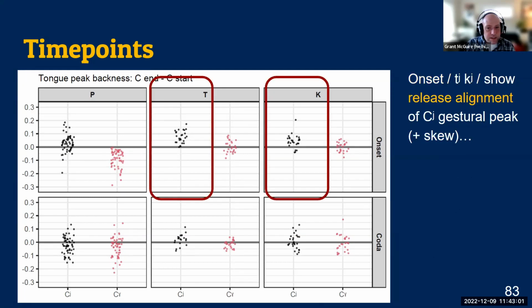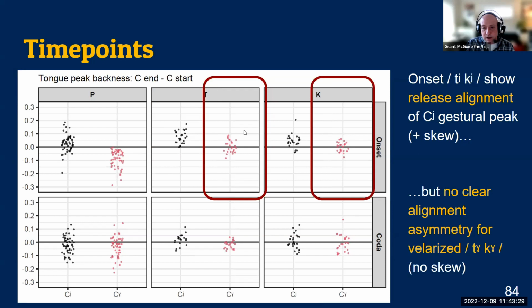Okay, notice that for the coronal and for the dorsal, what we see for the palatalized consonants is the release alignment of the gesture is skewed slightly, okay? If we compare this then to the velarized one, we lose that skewing, okay? So there doesn't seem to be much differentiation between start and end for the velarized ones, okay?